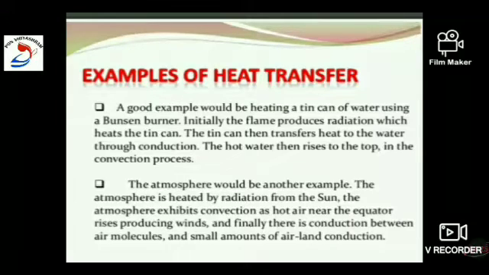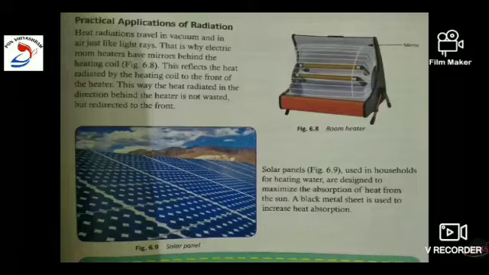The atmosphere would be another example. The atmosphere is heated by radiation from the sun. The atmosphere exhibits convection as hot air near the equator rises producing winds. And finally, there is conduction between air molecules and small amounts of air-land conduction.